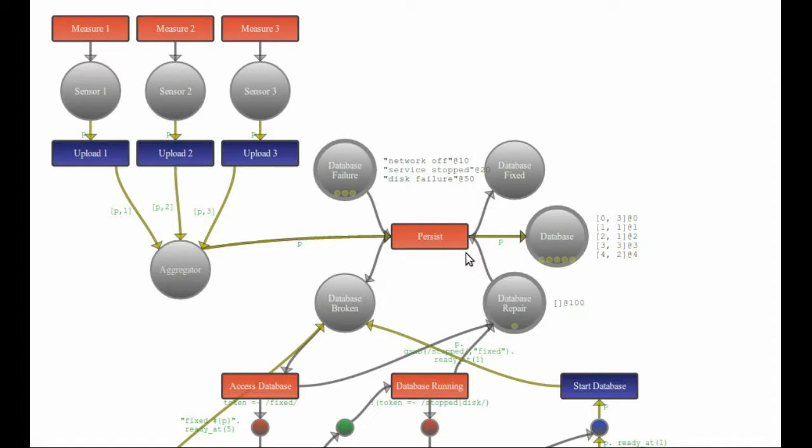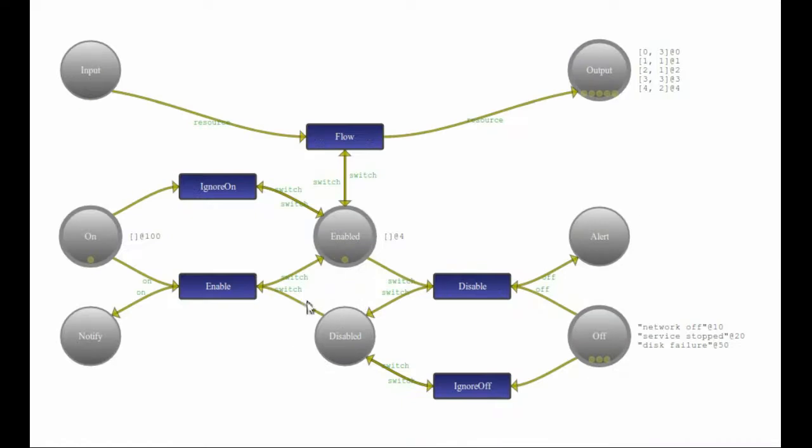Next thing to look at is the database. Let's look inside that persist object. That's a bit more complicated. At the top here, we have the input and output flowing through a flow transition. So basically, this flow transition is the save action. This database can save things if there is a token here in the middle in the enabled state. And you can see there is. So at the moment, data flows.